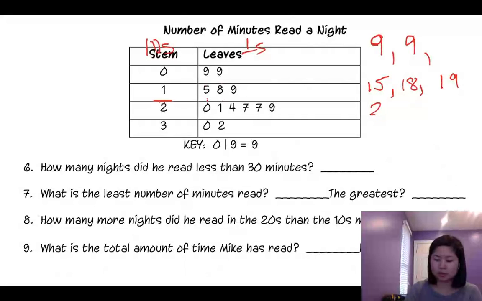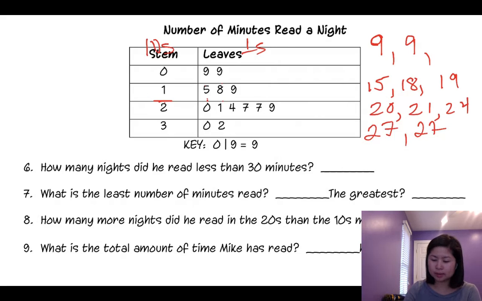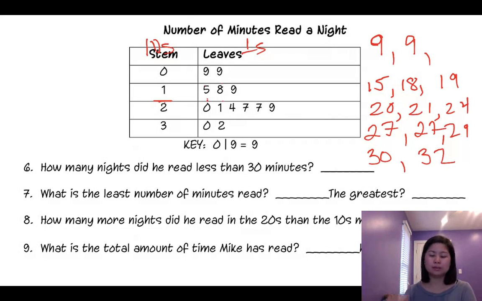And then I can do 20, 21, 24, 27, 27 twice, 29, 30, and then 32. So I'm going to go backward a little bit. That's the reason why we're going to use this later, but for now, I'm just trying to see if you can go back and list it. It's one of the questions I will ask you in the summative, is that if I give you this table, can you go back and give me the list, all right?